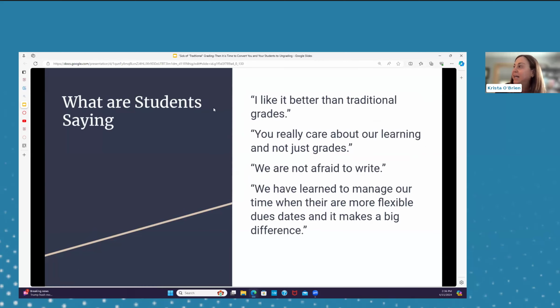What the students are saying, they say they like it better than traditional grading. They say you care about our learning, not just our grades. They're not afraid to write, because even if they write the whole thing wrong, they're not going to fail. They just have to revise, right? They have to just change it back. We've learned to manage our time when there are more flexible due dates, and it makes a big difference, because again, I've kind of opened the box up a little bit for them.